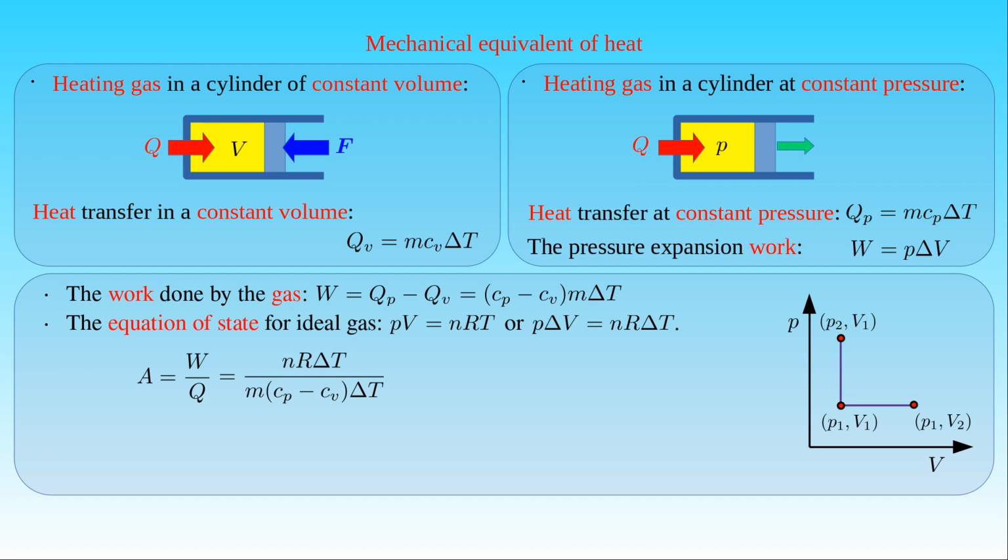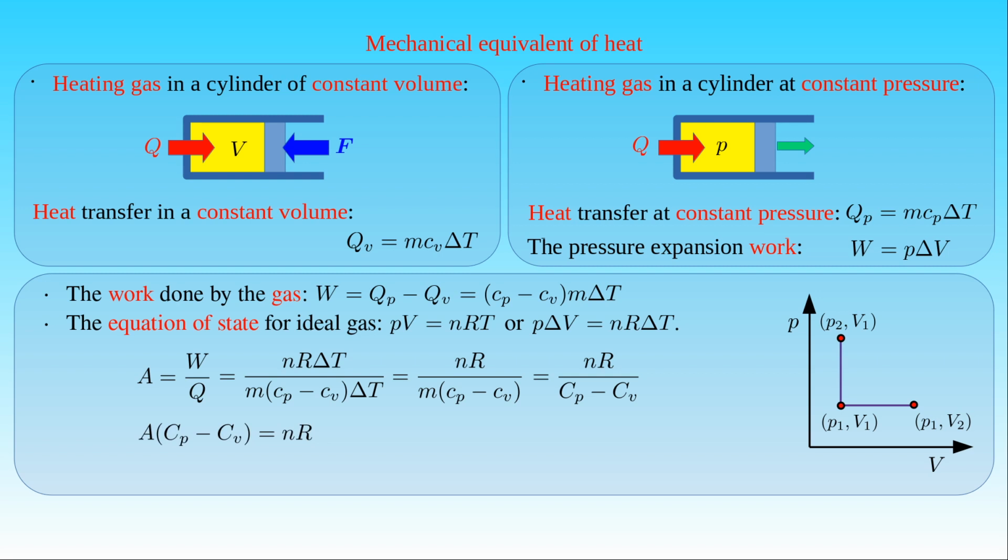After simplifying this expression, we obtain n times R over m times the difference of Cp and Cv. Since the product of the mass m of the gas and its specific heat gives the heat capacity of the given amount of gas, we can write the mechanical equivalent of heat as the ratio of n times R to the difference of the heat capacities of the ideal gas measured at constant pressure and at constant volume. If the heat capacities are known, this expression can be used to determine the value of the mechanical equivalent of heat. If we multiply this equation by capital Cp minus capital Cv, we can see that A times the difference of capital Cp and capital Cv is equal to n times R.